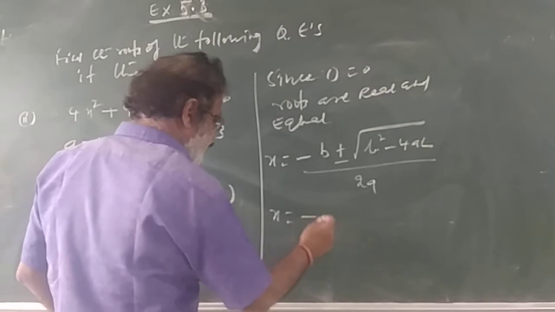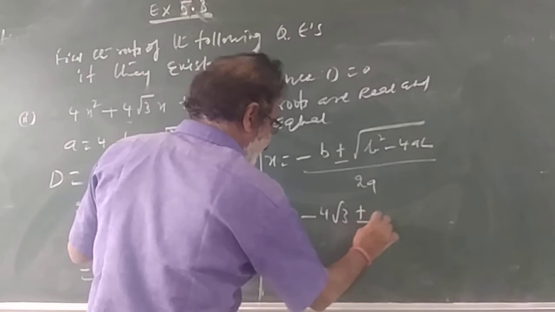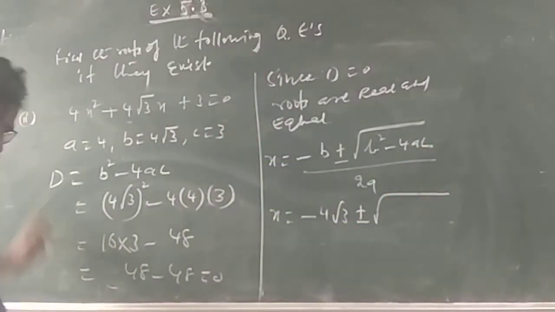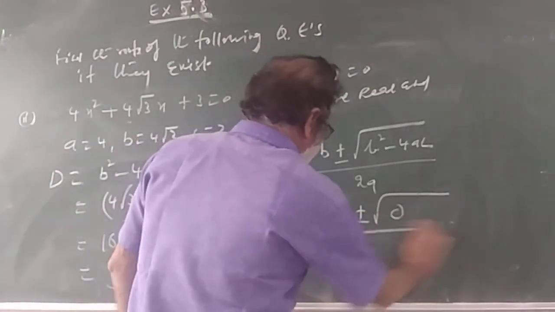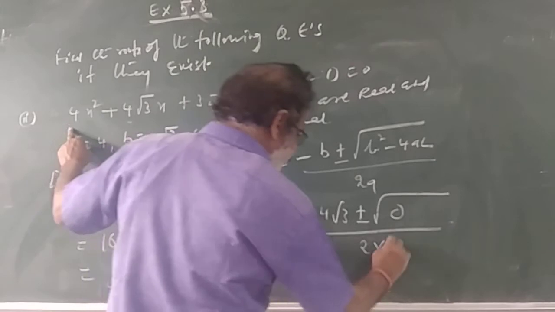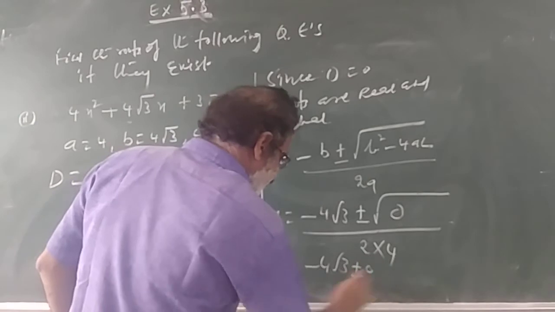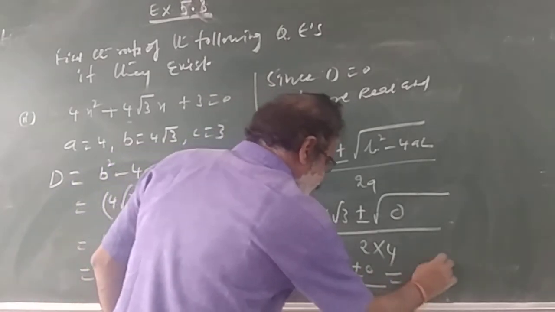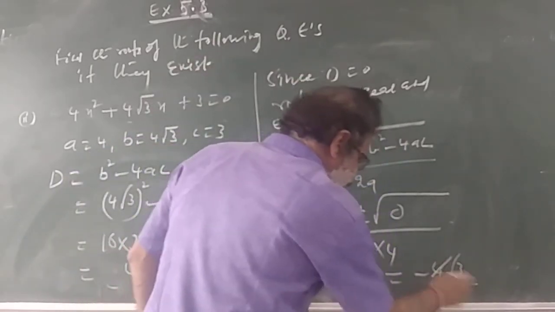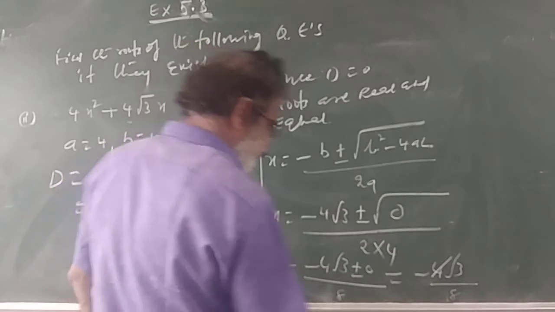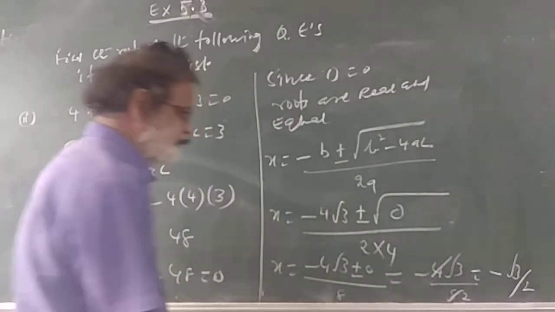Now x is equal to minus b value, which is 4 root 3, plus or minus b square minus 4ac, which is 0, over 2a. 2 into a value is 4, so 2 times 4 is 8. So x is equal to minus 4 root 3 plus 0, minus 4 root 3, by 8. If you want, you can simplify: 4 ones are 4, 4 twos are 8. So it is minus root 3 by 2.